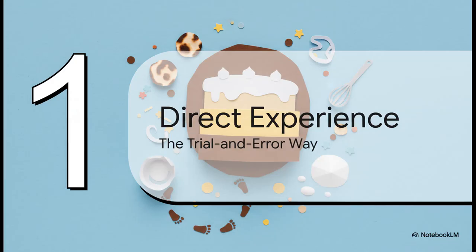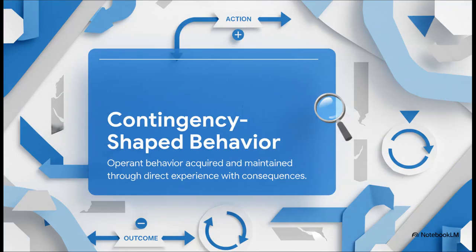All right, let's start with that trial and error method. In the world of behavior analysis, we have a name for this: contingency-shaped behavior. It's basically a fancy way of saying learning by doing. The formal definition is operant behavior acquired and maintained through direct experience with consequences. Now, the key phrase there, the one you really need to remember, is direct experience. It means your actions produce an outcome, and that outcome is what directly influences what you do next time.